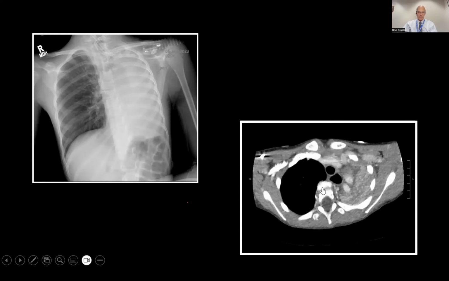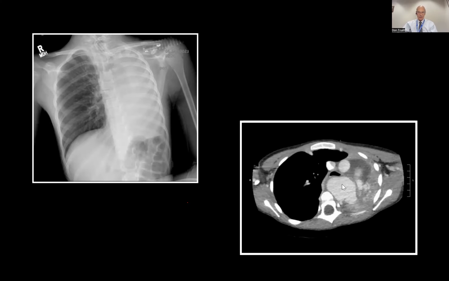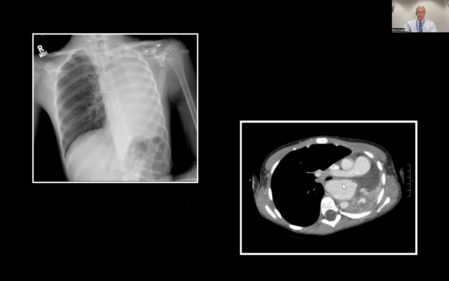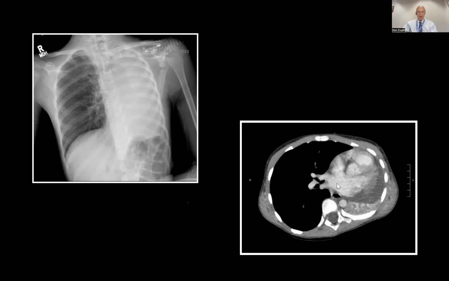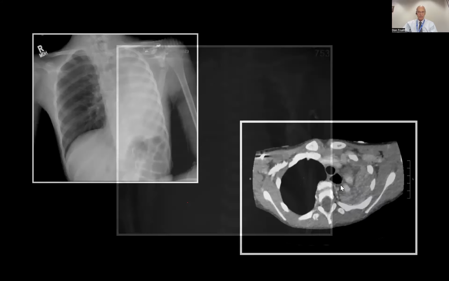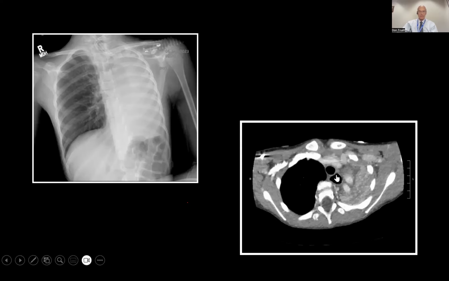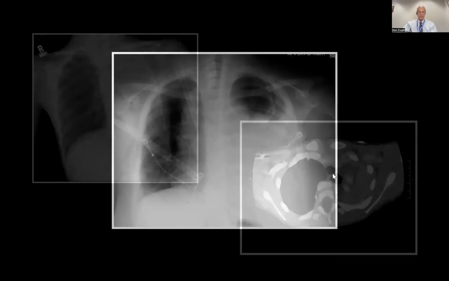Now, if this plays, let's see if it plays. This was a child that had surgery, and this large aneurysm of the aorta caused narrowing of the airway. Let's see if we can play that again. Caused narrowing of the airway. It's not going to play again. So this was collapsed left lung. This is all collapsed lung here on the CT.